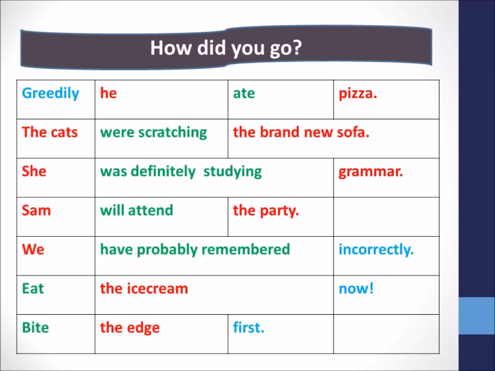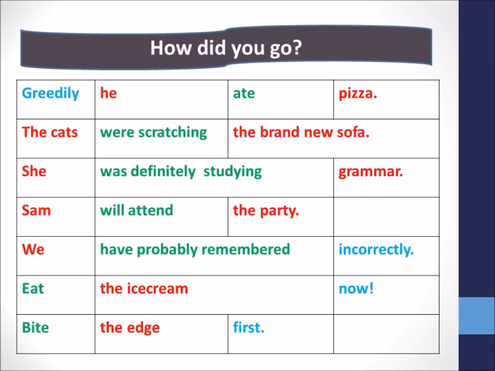How have we probably remembered? There's a change in the question we have to ask there, isn't it? How incorrectly answers the question how, so therefore it is a circumstance. Okay. Now this sentence, look how the pattern has changed. Eat is the process. What are we eating? The ice cream. When are we eating it? Now. Okay, circumstance.